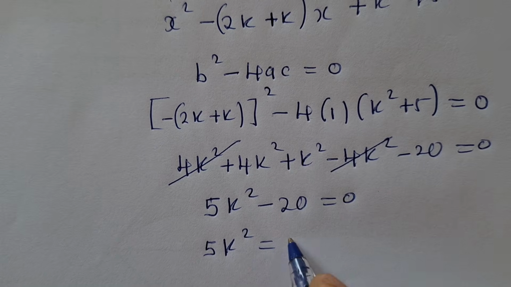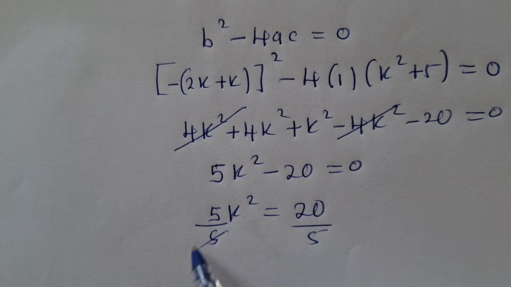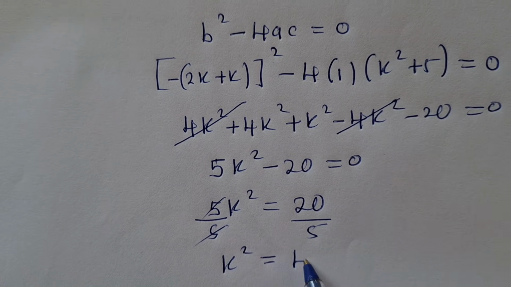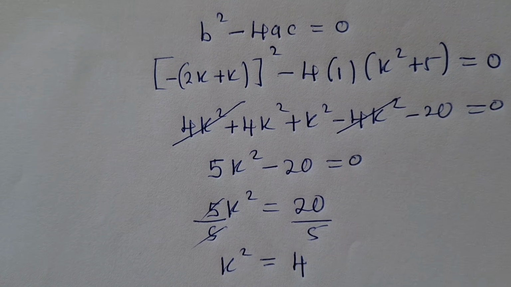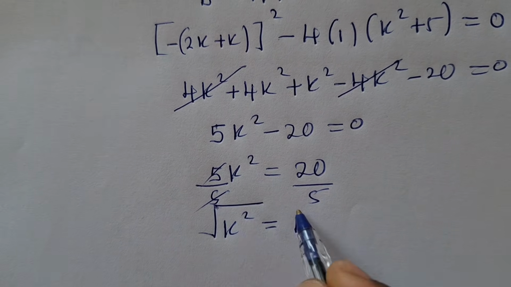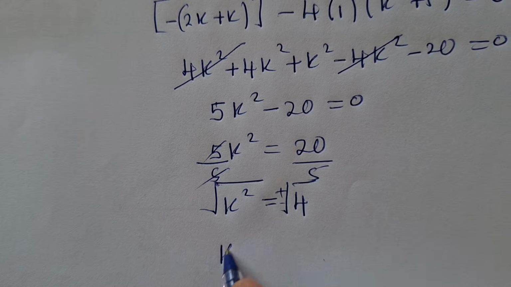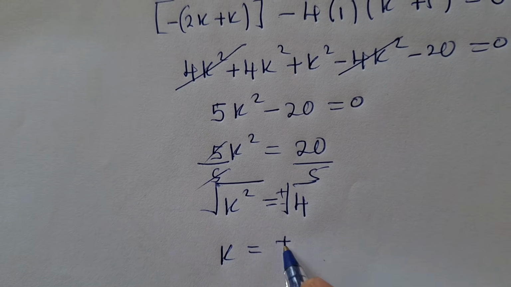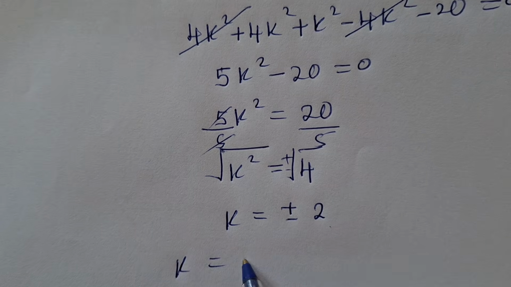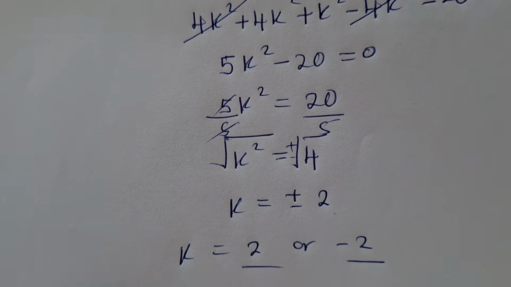5k squared is equal to 20. Divide by 5, this and this will go. K squared is equal to 4. Okay, k squared is equal to 4. We square root both sides. So this is giving us k to be equal to negative or positive 2. So k can either be 2 or negative 2. So these are the two solutions.